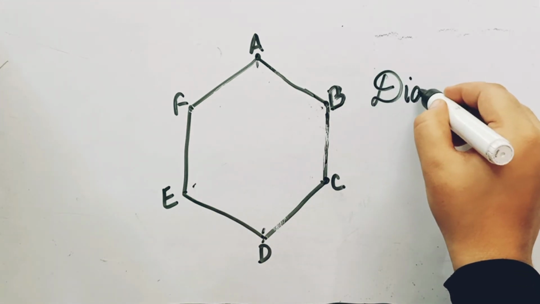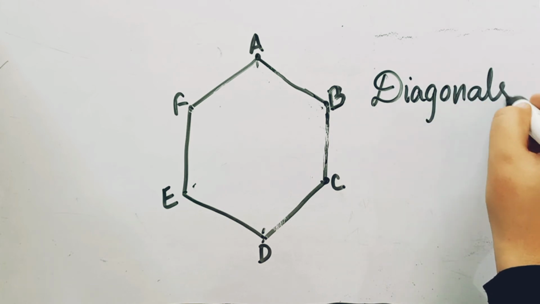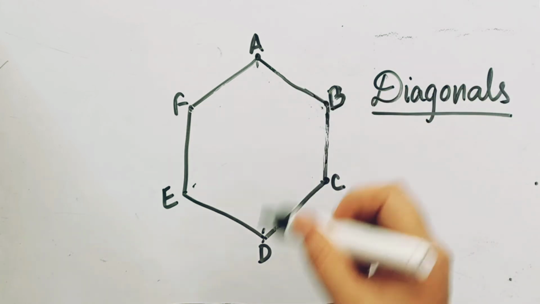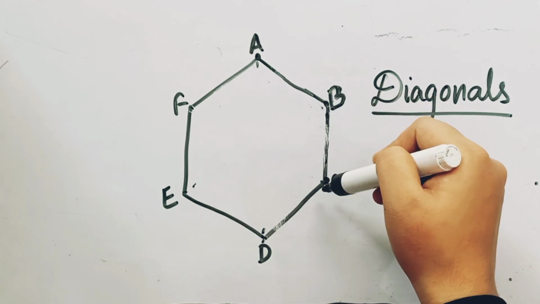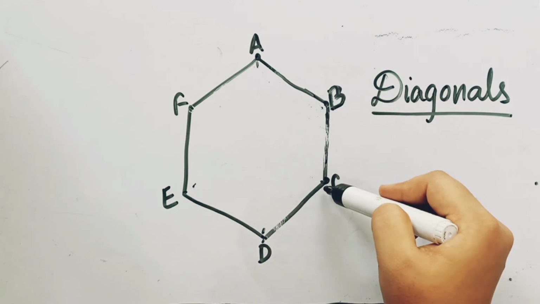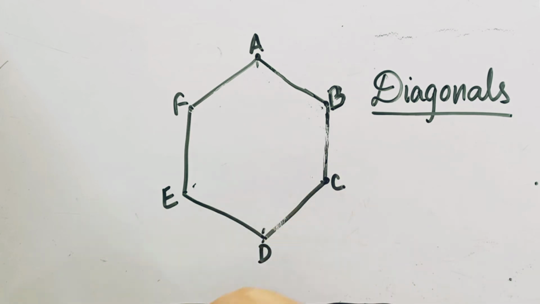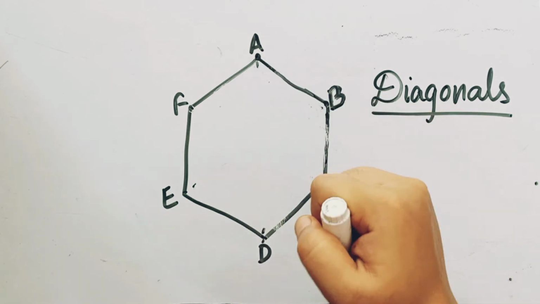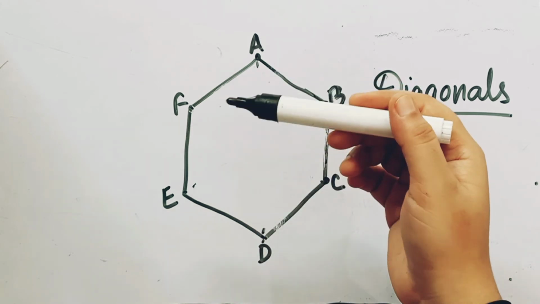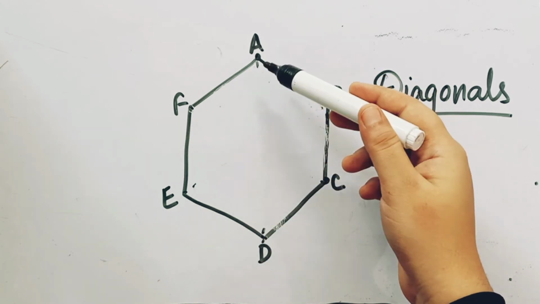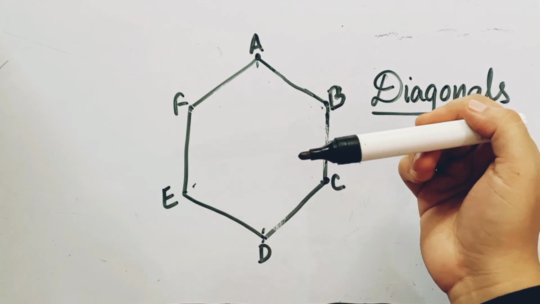Now next comes the diagonal. What are diagonals? As I have told you about adjacent vertices, the adjacent vertices are already joined. Any two vertices which are adjacent to each other are already joined. But what about the vertices that are not adjacent to each other, like A and C, A and D? These are not adjacent to each other. So the lines that join these types of vertices, which are not adjacent to each other, are called diagonals.